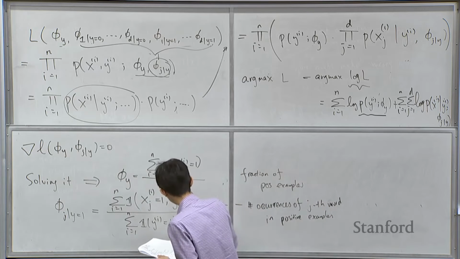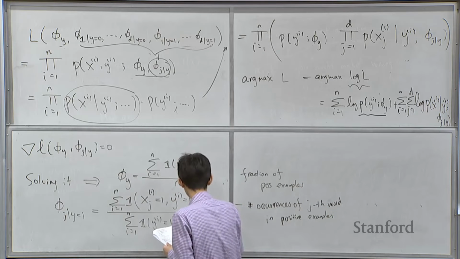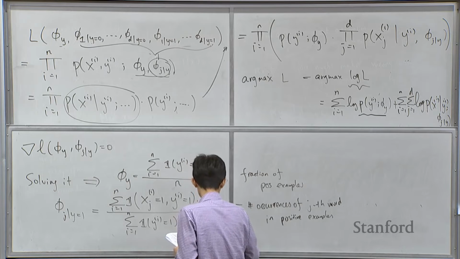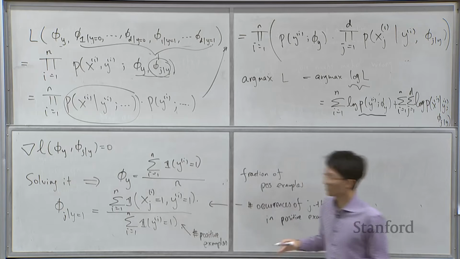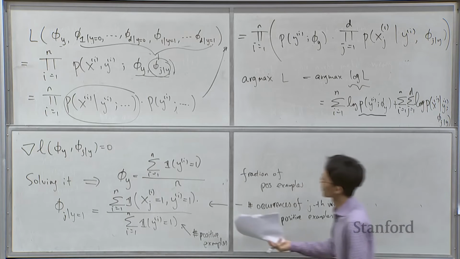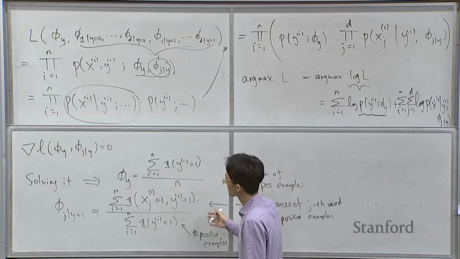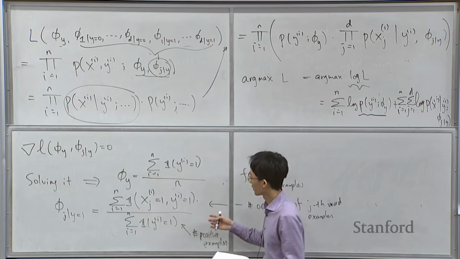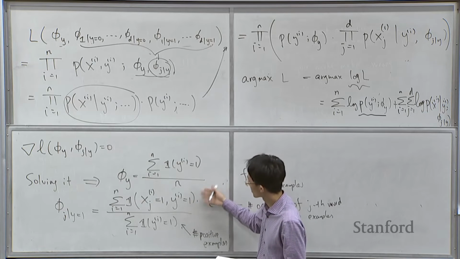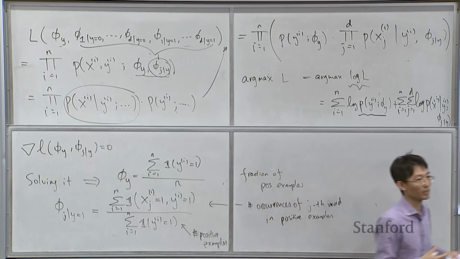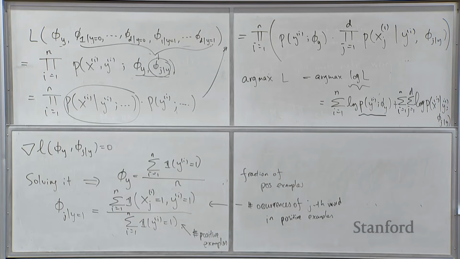So basically the sum is the total number of occurrences of the jth word in positive examples. And this is the number of positive examples. So you can see that even though we have done a lot of calculation and modeling, at the end of the day the formula is pretty intuitive. You are in some sense just counting. You're doing some statistics. You're counting how many times the jth word shows up in positive examples, and you divide that by how many total positive examples there are, right?